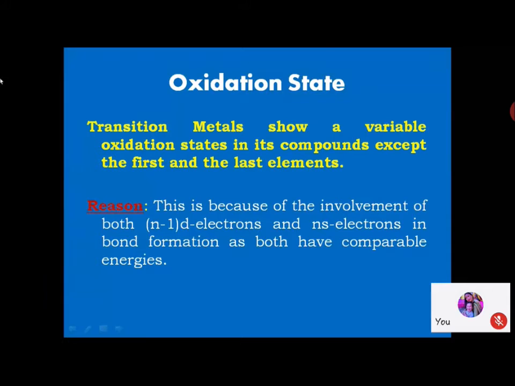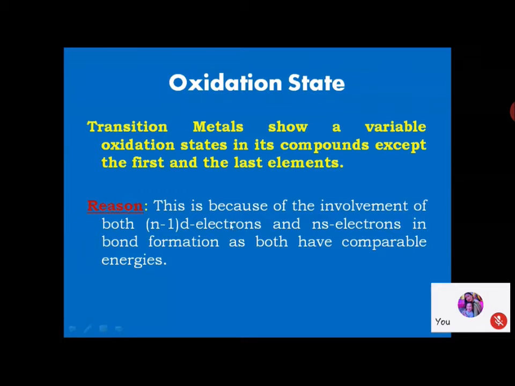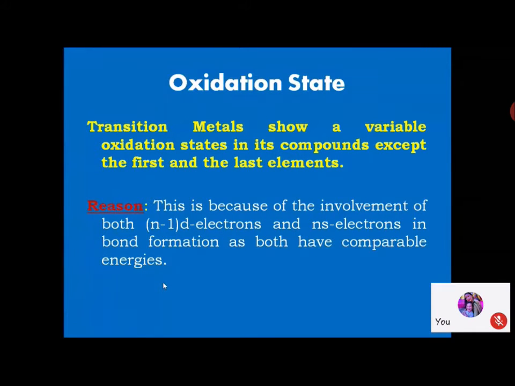Our exam-type question also says transition metals show a variable oxidation state in their compounds except the first and the last one. So what is the reason? The reason is very simple: the involvement of both d electrons and ns electrons. They both take part in bond formation because they have comparable energy, almost the same. So both the (n minus 1) d electrons and ns electrons take part in bond formation, and because of this they show variable oxidation states.